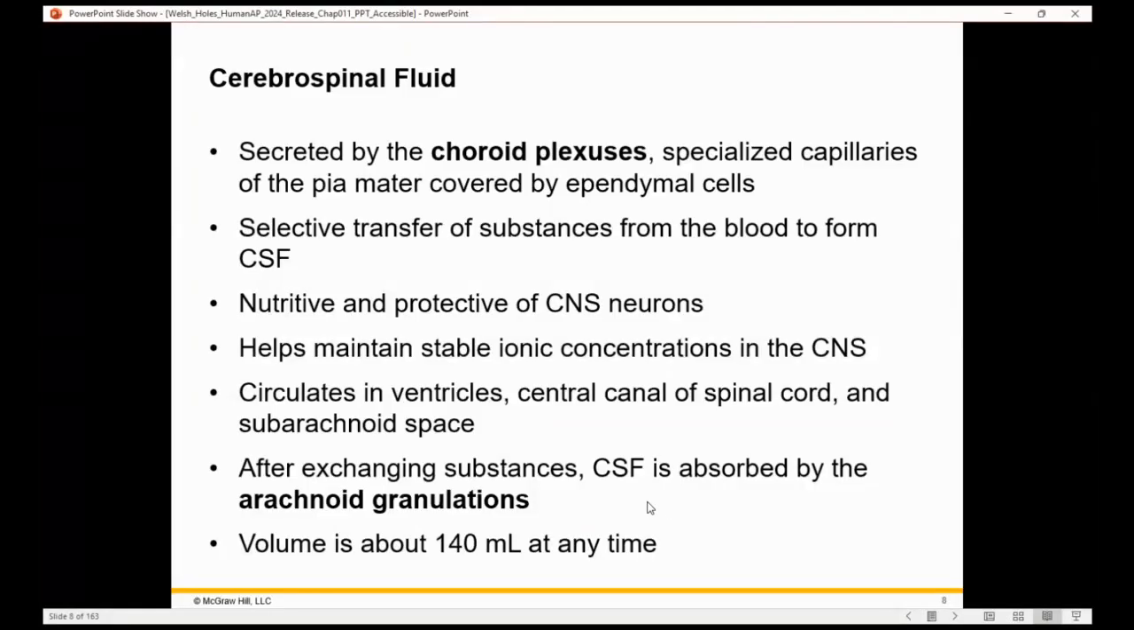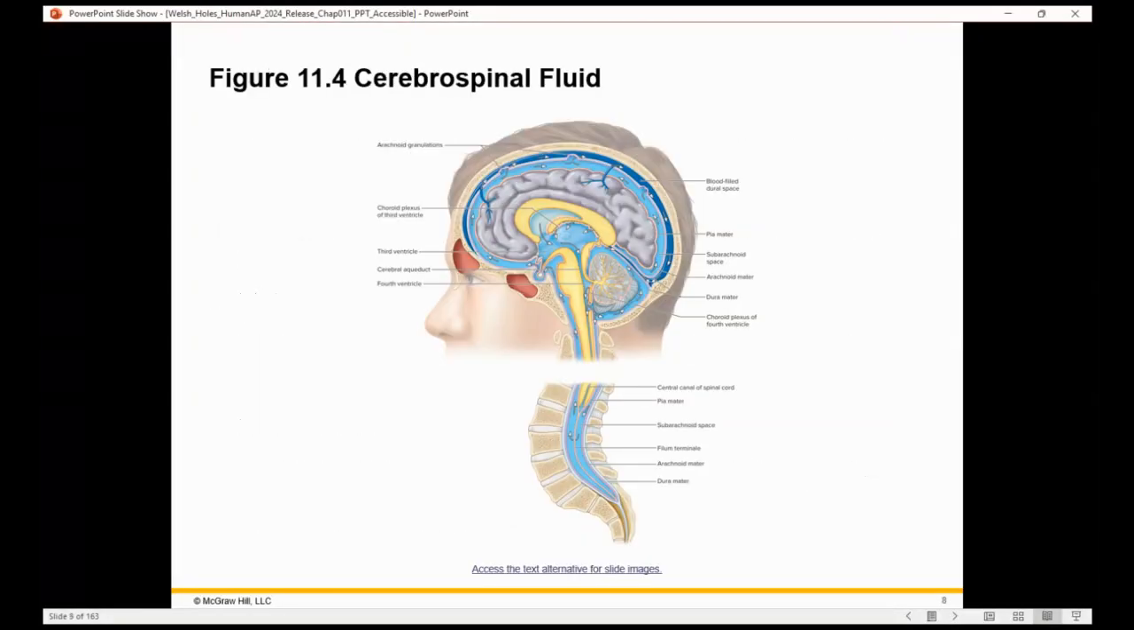After exchanging substances, cerebrospinal fluid is absorbed by the arachnoid granulations. And the volume is about 140 milliliters at any time. That's not a small amount. Figure 11.4 here shows you the cerebrospinal fluid and the pathway it takes. Okay, and it's constantly flowing through those areas in those ventricles.